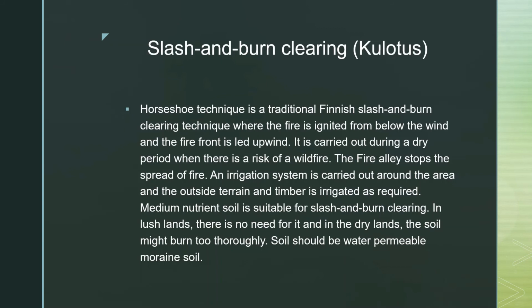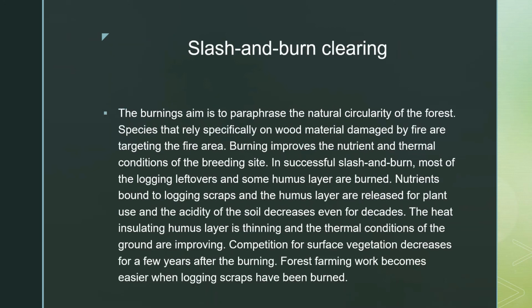Medium nutrient soil is suitable for slash and burn clearing. In loose lands there is no need for it, and in the dry lands the soil might burn too thoroughly. Soil should be water permeable moraine soil. The burning's aim is to parallel the natural circularity of the forest. Species that rely specifically on wood material damaged by fire are targeting the fire area. Burning improves the nutrient and thermal conditions of the breeding site.